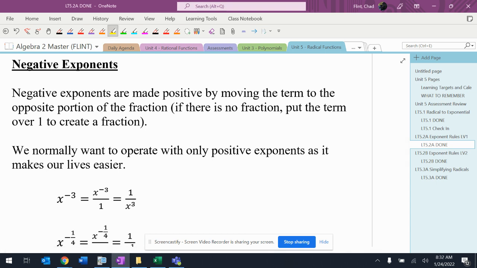All right, really, really simple thing. Negative exponents are just in the wrong part of the fraction. They belong in the other part of the fraction. So negative exponents are made positive by moving the term to the opposite portion of the fraction. All right, wherever the negative exponent is living, I move it to the opposite part of the fraction, and the exponent just automatically becomes positive because, in essence, you're really just dividing it. All right, because it's division that got it there.